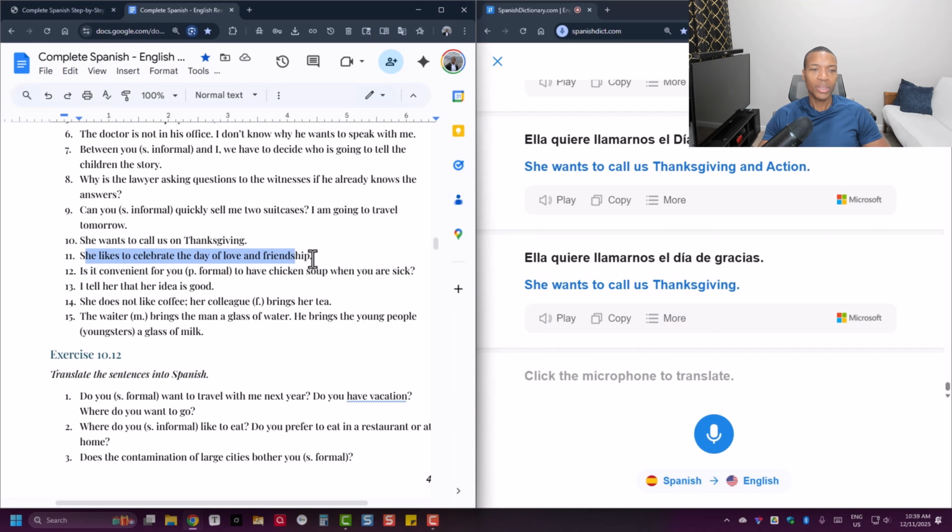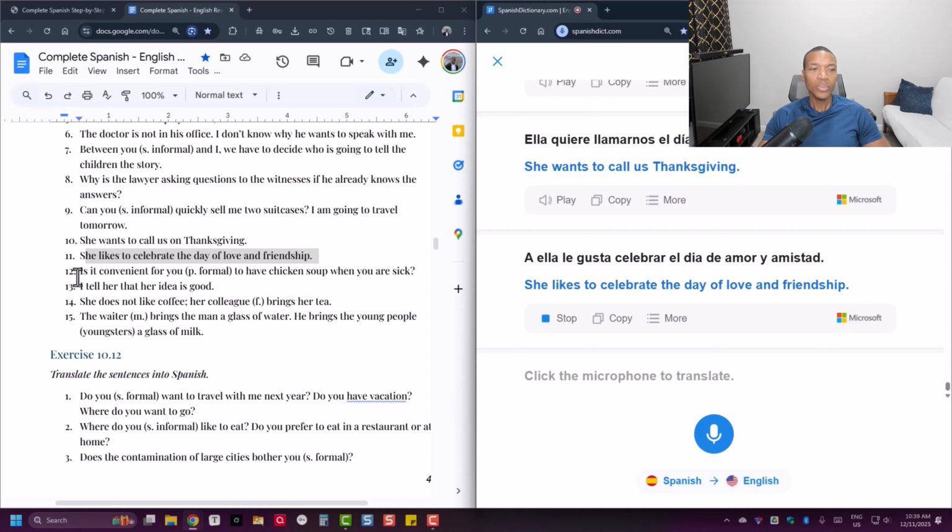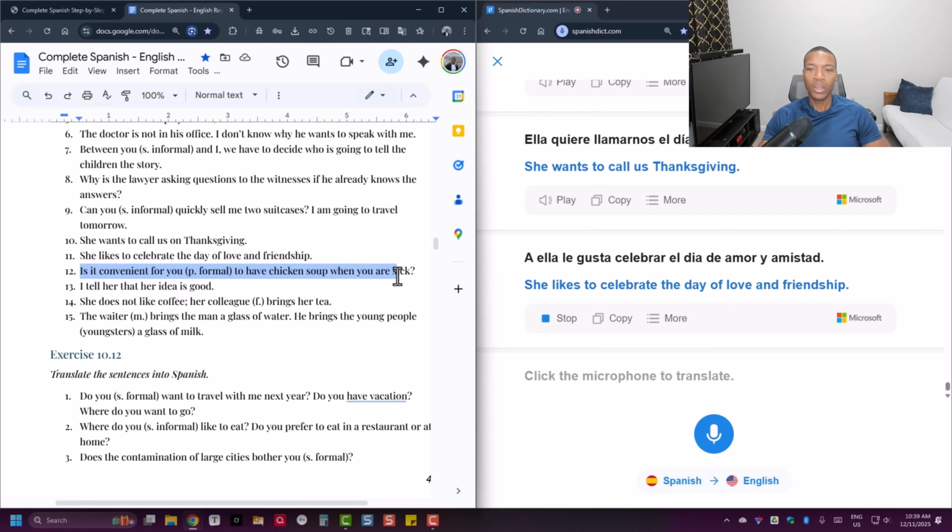She likes to celebrate the day of love and friendship. A ella le gusta celebrar el día de amor y amistad. She likes to celebrate the day of love and friendship.